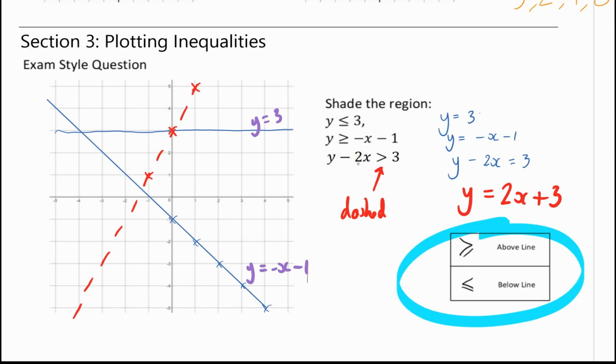And lastly, same way, I've got another greater than sign here, so I want to be above my dashed line as well. So if you combine those three regions together, the area that satisfies all of them is this little triangle here. And for these questions, normally like 9 times out of 10, you're going to have a little triangle. Occasionally you don't, but most times it's always a little triangle. Okay? That's the basic idea.